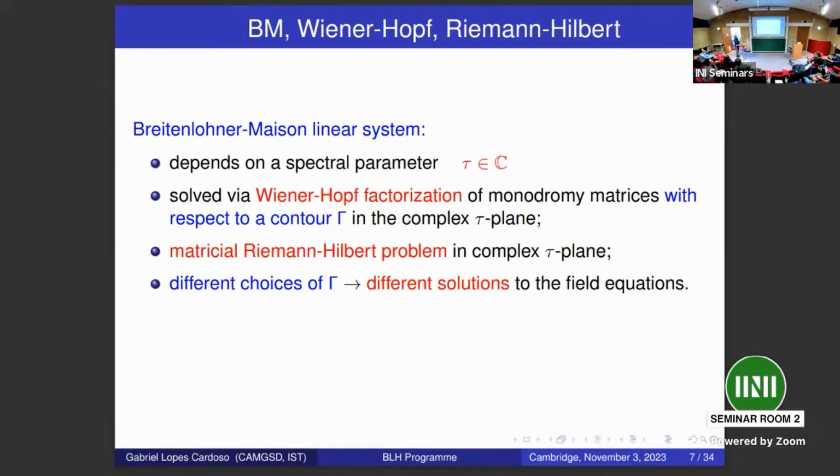Now it will turn out that this Wiener-Hopf factorization technique is equivalent to solving Riemann-Hilbert problems in this complex tau plane. So there will be Riemann-Hilbert problems appearing in this game. And finally, since the factorization has to be done with respect to a contour which you choose, you may be in a situation where there are several contours from which you may choose, and depending on the choice of the contour, you'll be actually getting different solutions to the field equations, all coming out of one and the same monodromy matrix. So these are a few highlights which I'll try to explain in the following.